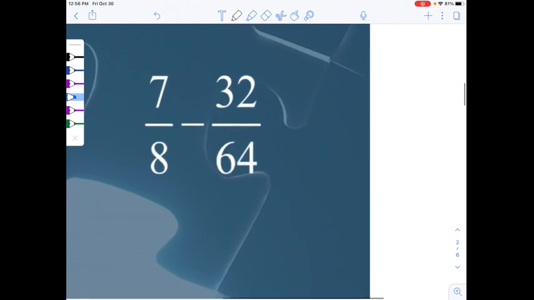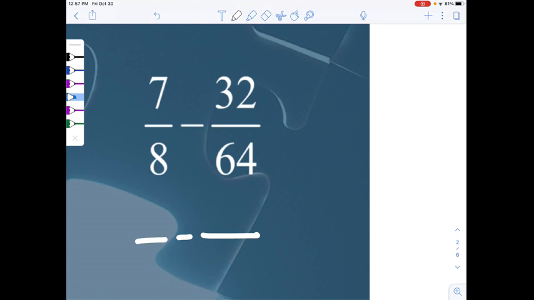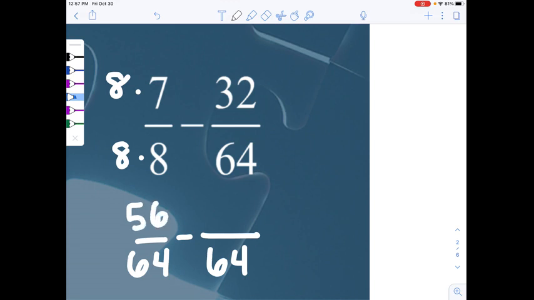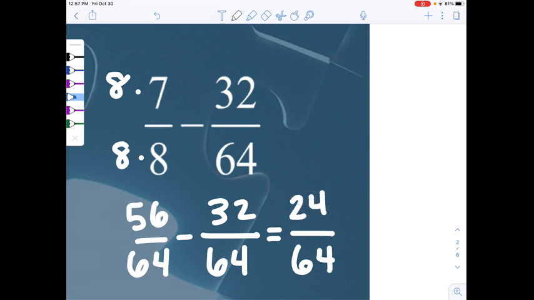7/8 minus 32/64. They don't have a common denominator, but I can get them to have a common denominator of 64. 8 times 8 is 64. 7 times 8 is 56. Minus, and then I can just leave that second fraction, which is nice, 32/64. I keep the denominator of 64, and I subtract 56 minus 32, and I get 24.